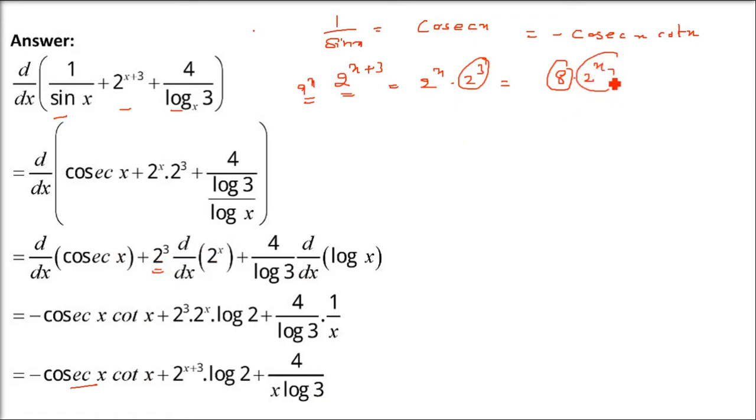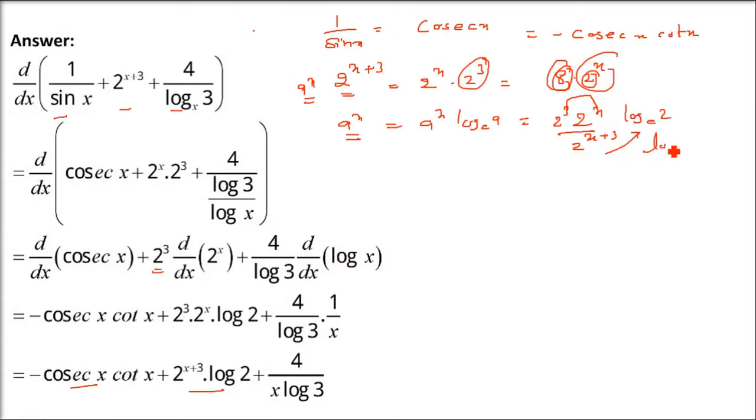And d by dx of 2 to the power x. Now this can be termed as a to the power x. A to the power x differentiation is a to the power x log a, base is e. So 2 to the power x log base e 2. So this is the second one. Now still 2 to the power 3 is outside. So 2 to the power 3 times 2 to the power x is going to be 2 to the power x plus 3. Okay, log base e 2.